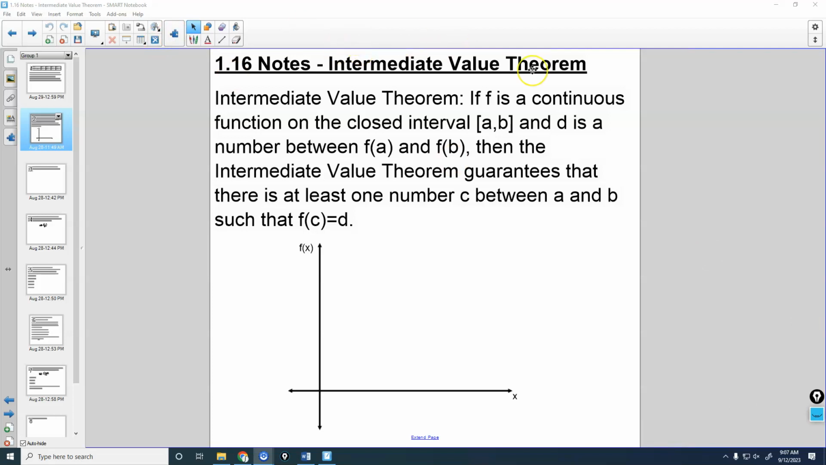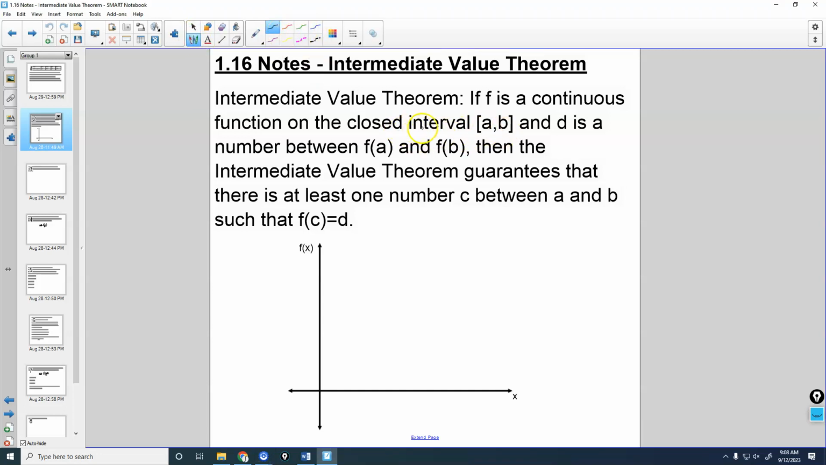Down there. All right. The intermediate value theorem says if f is a continuous function on the closed interval from a to b, and d is a number between f of a and f of b, then the intermediate value theorem guarantees that there is at least one number c between a and b such that f of c equals d. That's so many letters and so few numbers in this problem. But let's draw. I think drawing a picture really helps.